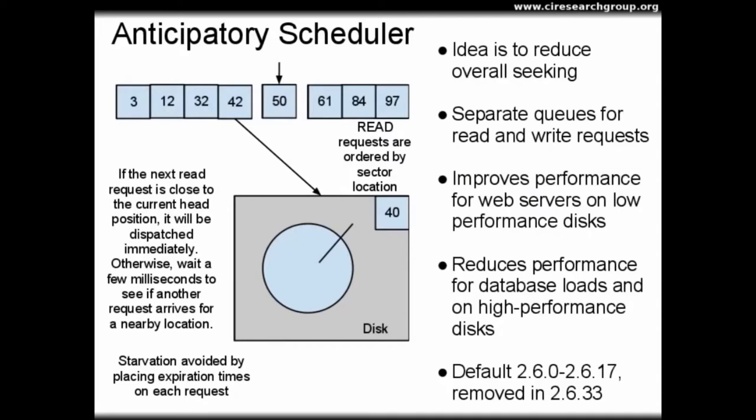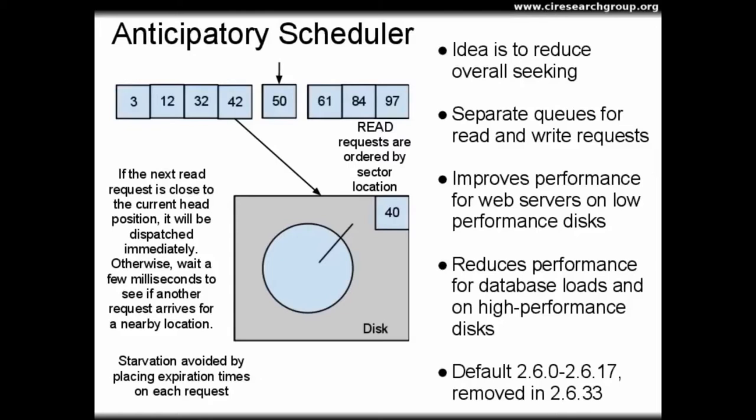This was the default scheduler from 2.6.0 through 2.6.17. It was removed in 2.6.33 because it's obsolete. The idea behind the anticipatory scheduler was to approximate shortest seek time first by ordering only the read requests into an ordered queue, into a priority queue. If the next read request was close to the current head position, that request would be dispatched immediately. Otherwise, the scheduler would actually wait a few milliseconds to see if another request arrives for a nearby location.